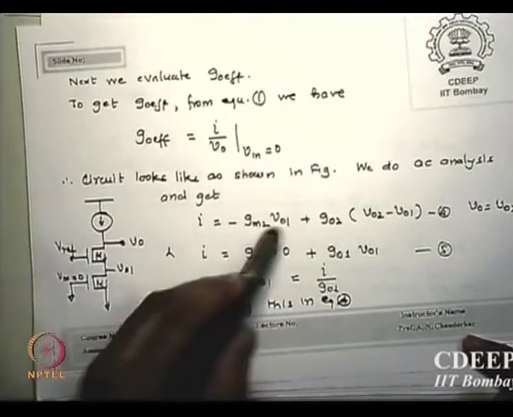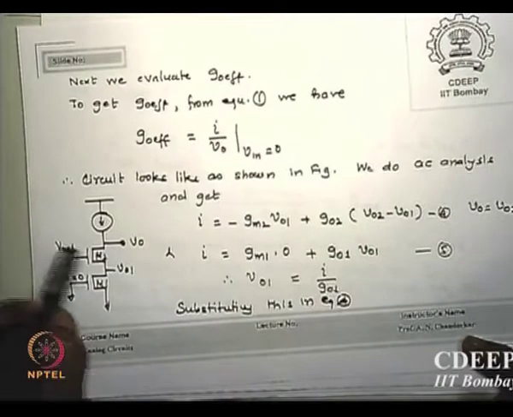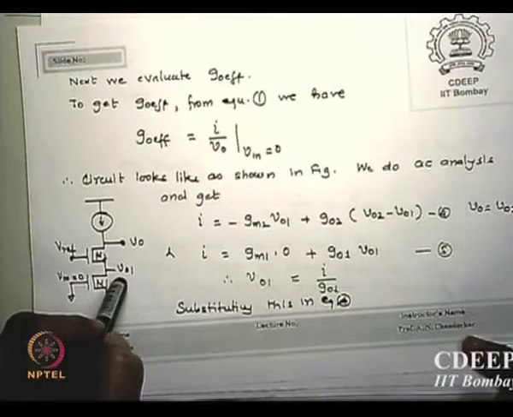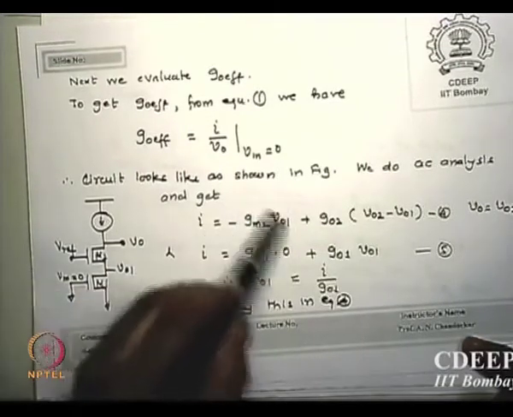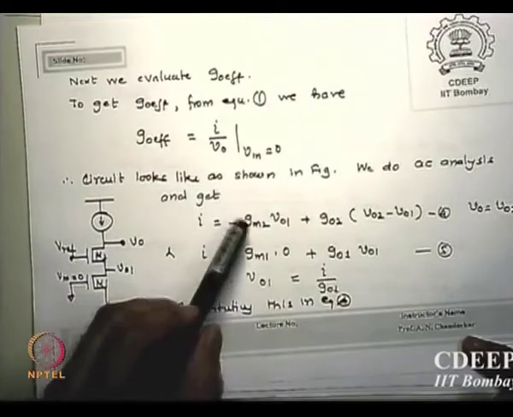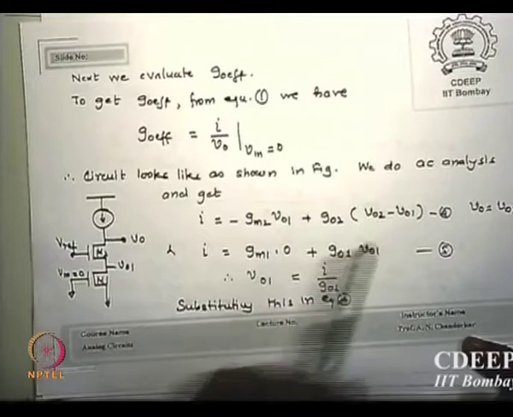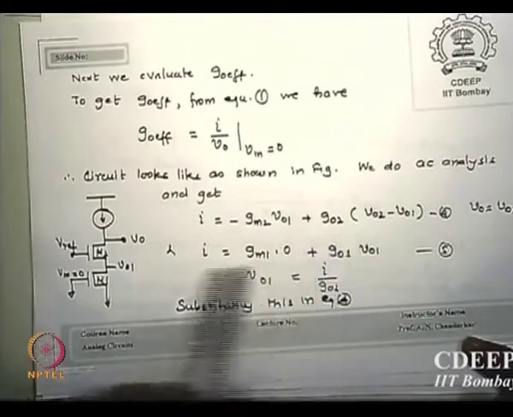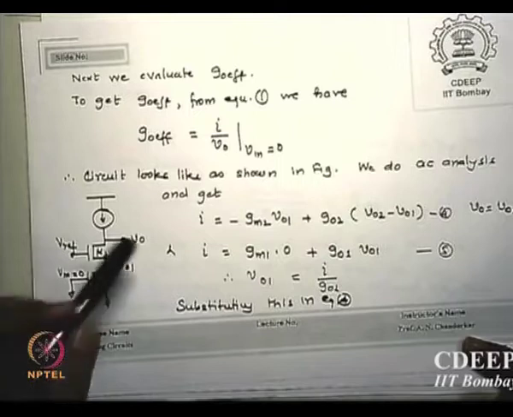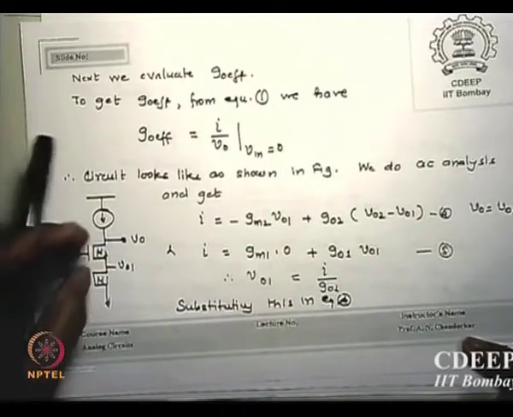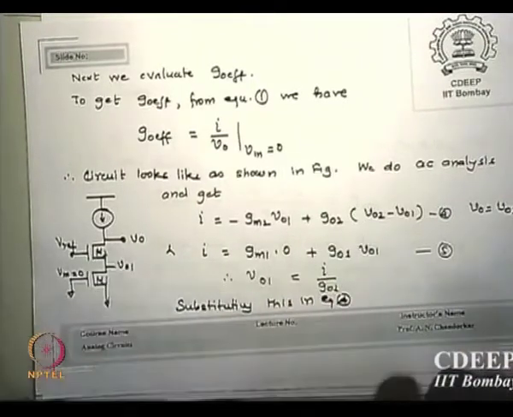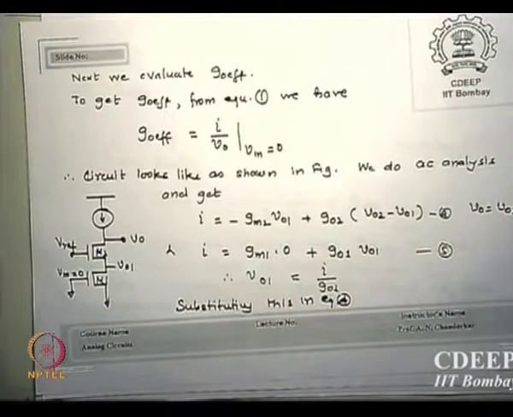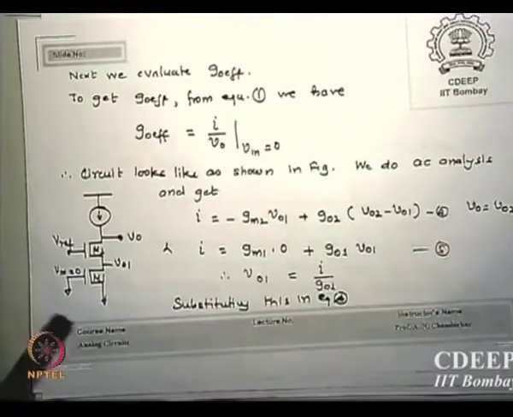What is VGS for this? 0 minus VO1. Please remember, VGS is 0 minus VO1, that is, this minus VO1 is appearing here. So the first is minus gm2 VO1 plus gO2 times VDS. How much is VDS? VO minus VO1. So gO2, okay, I made a mistake. I rewrote VO as VO2, which is actually the same. So VO minus VO1, this is another equation.